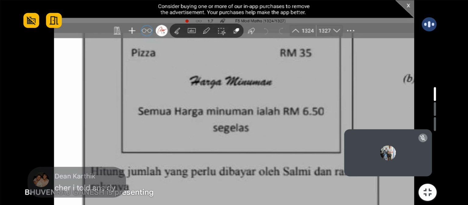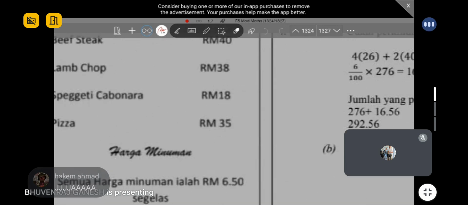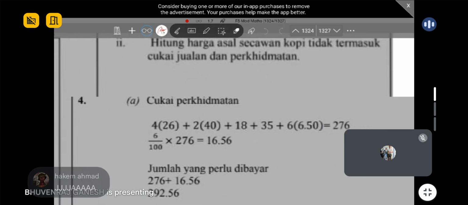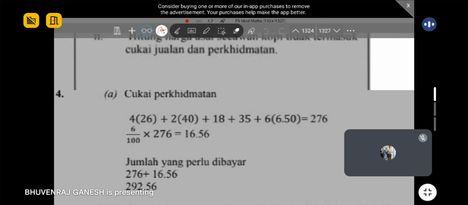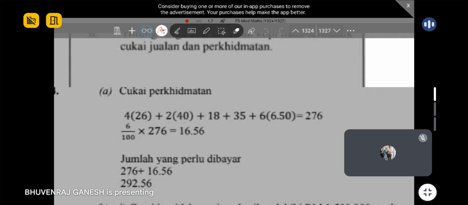But I think that one is Amali, like what you said. Okay, let me check. Yes, the answer is correct. Very good. So 1 point for boys team. Finally. Okay, so the answer is 292.56. So how to do it? Basically, you just need to times all the values. Happy, you all get 1 point finally after so long.